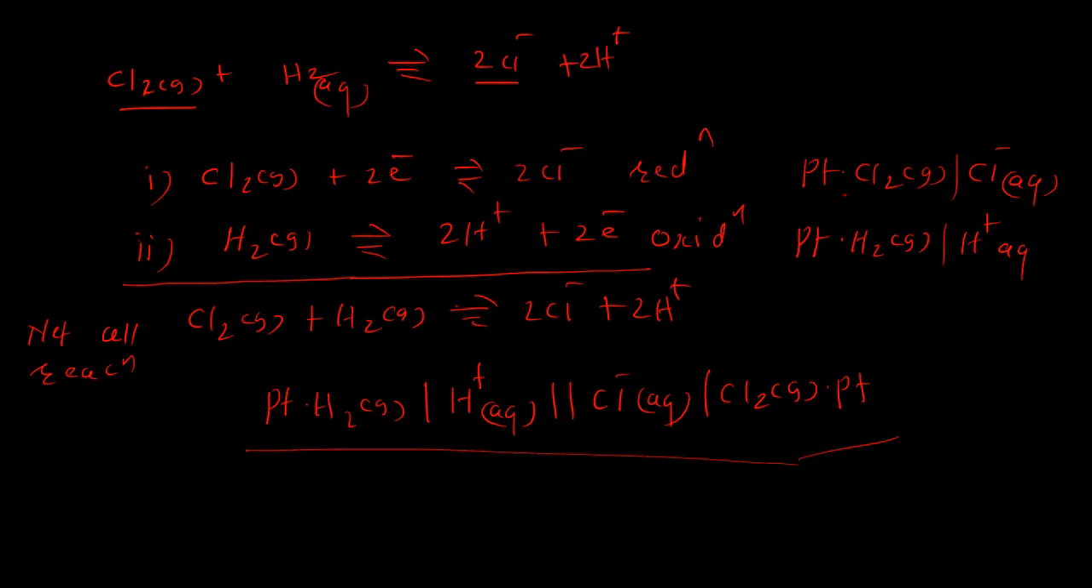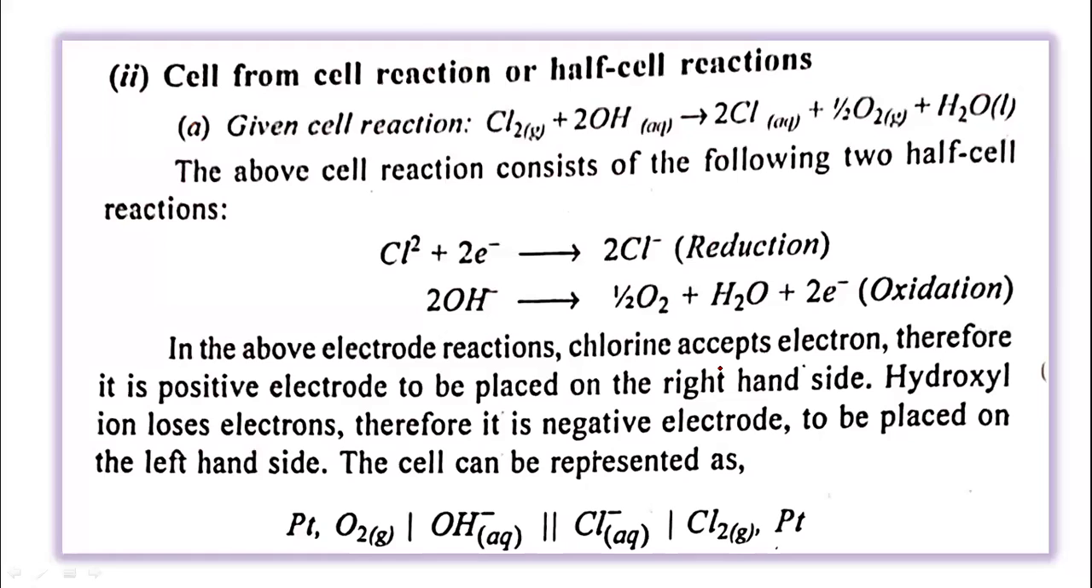And we have to combine these two electrodes now, the LHS electrode and the RHS electrode. And we can separate the two electrolytes by the salt bridge. So this is the representation of the cell from the cell reaction. Okay, so it is very important here. From the cell reaction, we have to write the particular type of the galvanic cell.